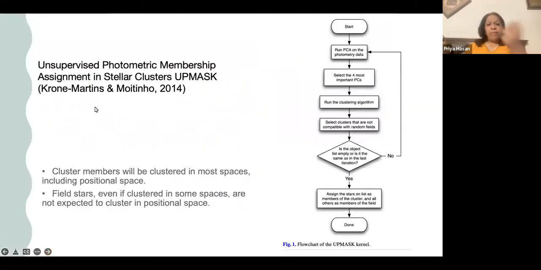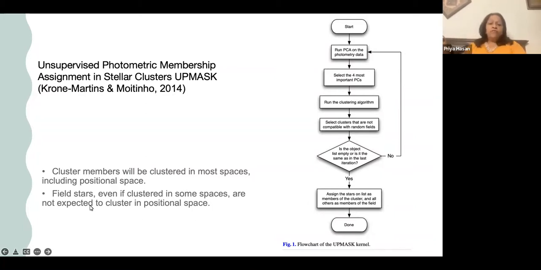Now, the paper by Cantat-Gaudin uses a method called UPMASK, which is a machine learning algorithm to identify members in clusters. What they do is take in the Gaia data, run principal component analysis on the photometric data, select the 4 most important principal components, run the clustering algorithm, select clusters that are not compatible with random fields, and run this iteratively to identify clusters.